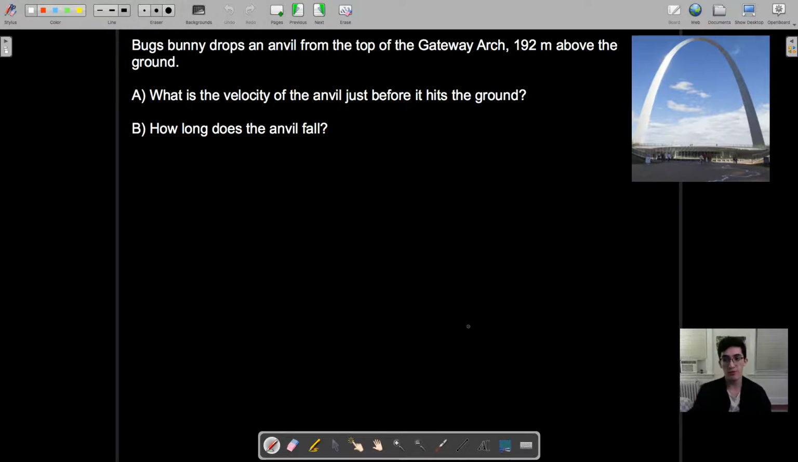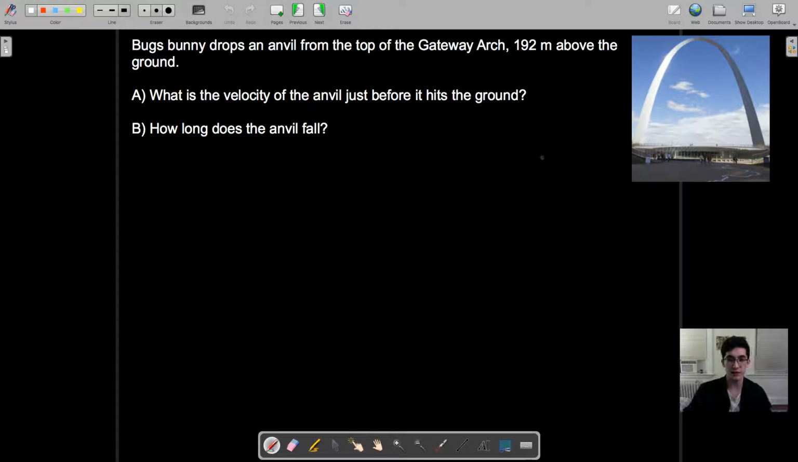And so we have a problem here. It says that Bugs Bunny drops an anvil from the top of the Gateway Arch, 192 meters above the ground. And it asks us, what is the velocity of the anvil just before it hits the ground? And how long does the anvil fall?